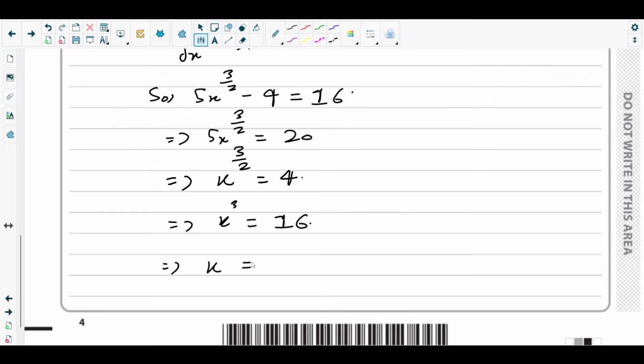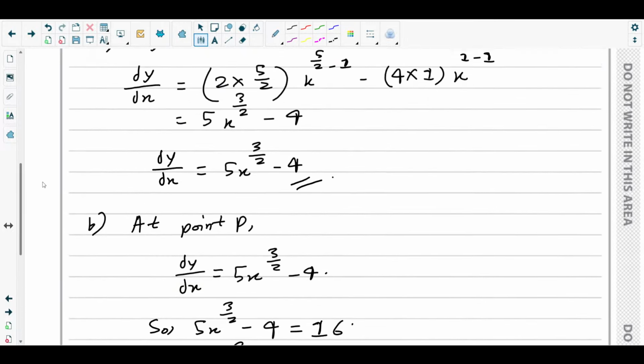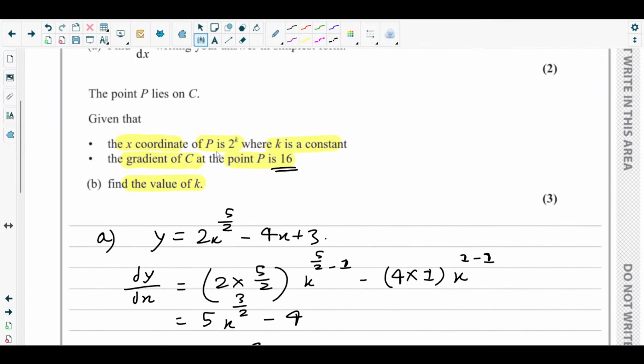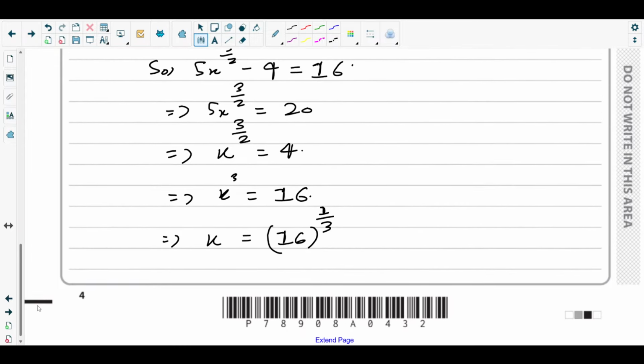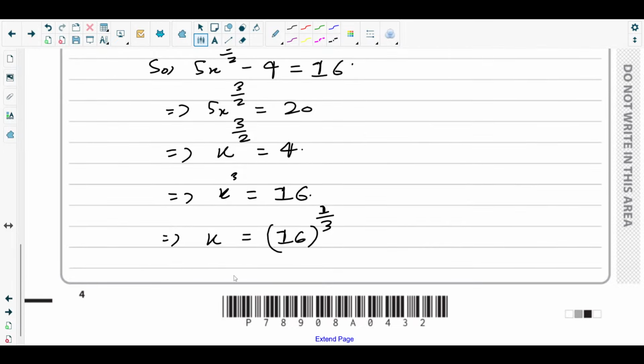It's the cube root. So the cube root of 16, it is 16 to the power 1 over 3. But the question says it has to be in the form of 2 to the power k. So that means we have to convert 16 to the power 1 over 3 to 2 to the power k.